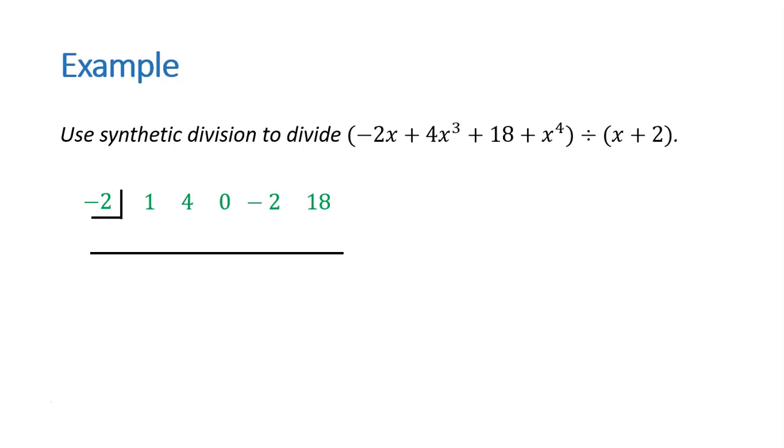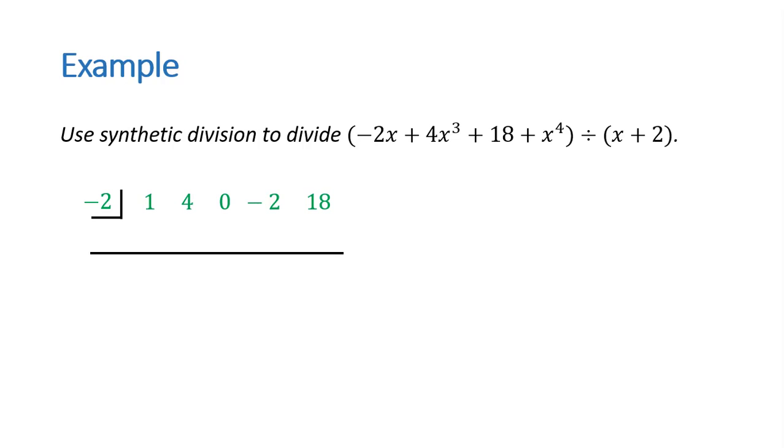The highest exponent term is x to the 4th. It doesn't have a coefficient, so we put a 1. The x cubed term has a coefficient of 4. We put in a placeholder for the x squared, so we're just going to put a 0 there. And then the linear term has a negative 2, and the constant at the end is 18. So this is our setup for synthetic division.